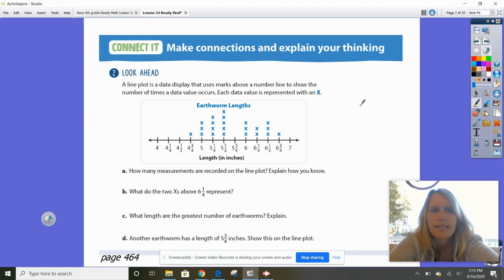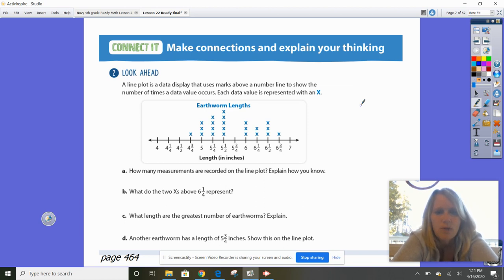A line plot is a data display that uses marks above a number line to show the number of times a data value occurs. Each data value is represented with an X. So it's really important that you understand that. People get confused on that often. What the X represents is important, depending on what story each line plot is trying to tell.